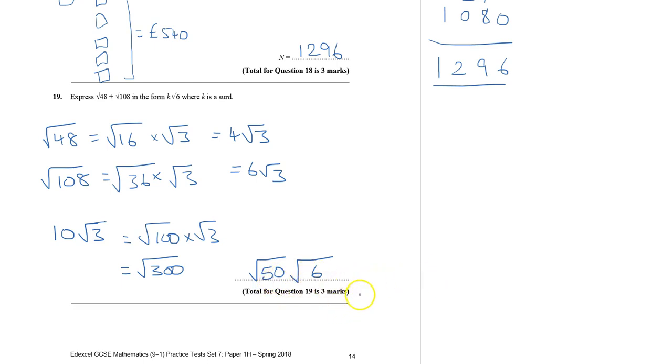So generally speaking, this question is quite tricky in terms of you're using multiple rules of surds and trying to get it to a form that's probably a little bit unfamiliar, so writing it as a surd times another surd.